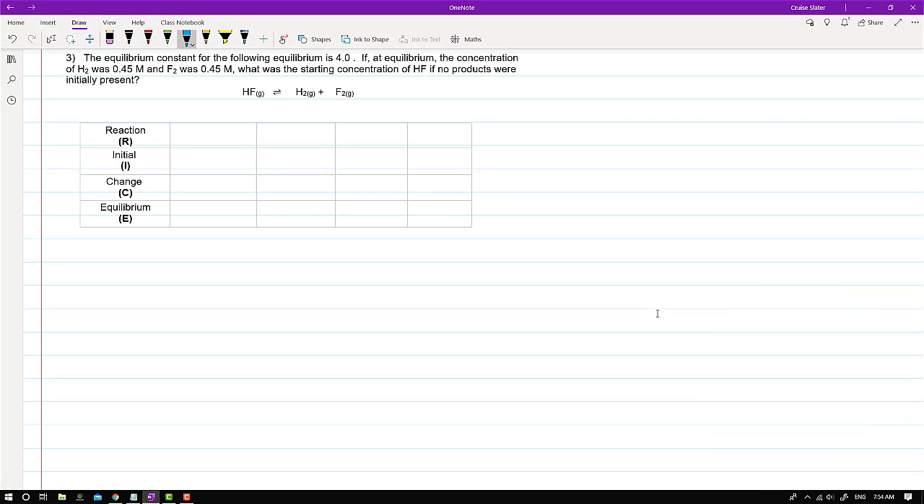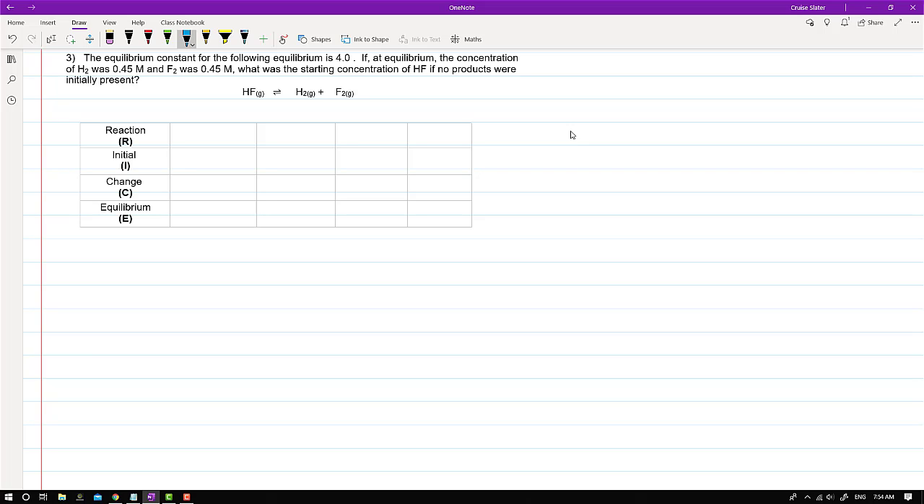All right, welcome back. This question is going to be a little bit longer. We have some math to deal with, but at the end it's not going to be that much more difficult. So the question states the equilibrium constant for the following equilibrium is 4. If at equilibrium the concentration of H2 was 0.54 molar and F2 was 0.54 molar, what was the starting concentration of HF if no products were initially present?